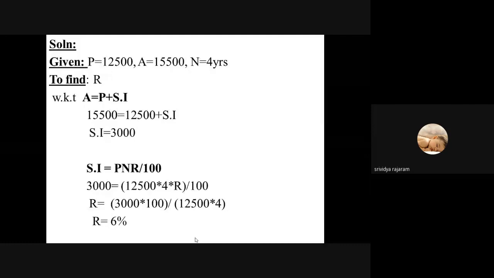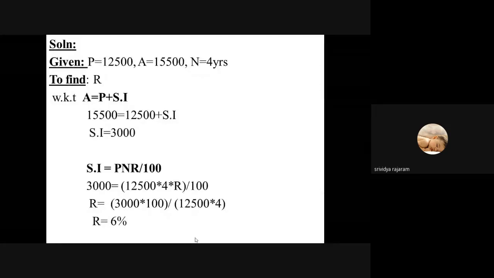So we have another formula, right? A is equal to P plus SI. From that formula we can calculate the value of simple interest, because the A value is given as 15,500, and the P value is given as 12,500. So with this we can find the value of SI. On simplifying we are getting SI as 3,000. So now we can apply the simple interest formula, that is SI is equal to PNR by 100, and we can get the value of R.